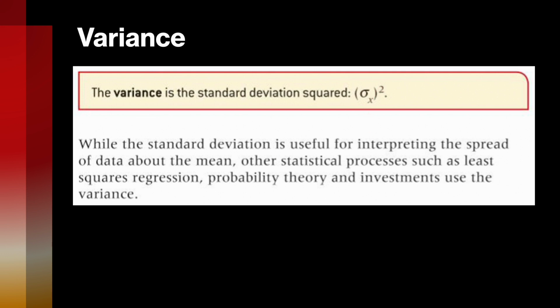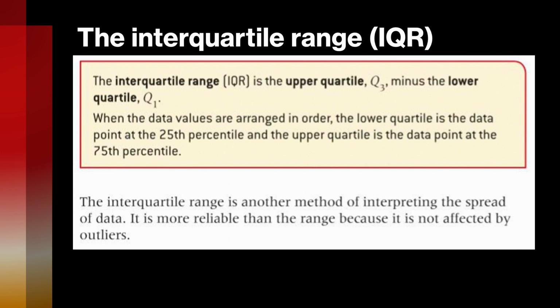and that gives us the variance. The other thing we're going to look at is what's called the interquartile range. So the interquartile range, IQR, is the upper quartile, Q sub 3, minus the lower quartile, Q sub 1. When the data values are arranged in order, the lower quartile is the data point at the 25th percentile, and the upper quartile is the data point at the 75th percentile. The interquartile range is another method for interpreting the spread of data. It is more reliable than the range because it's not affected by outliers.